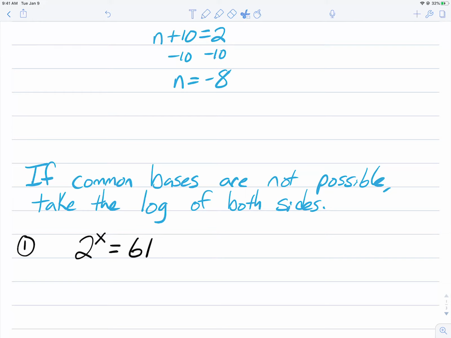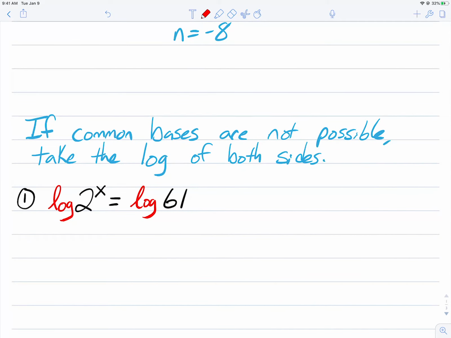So for this problem, we have 2 to the x power equals 61. 61 isn't a multiple of 2, so we can't make a common base. What we're going to do is take the log of both sides of our equation.